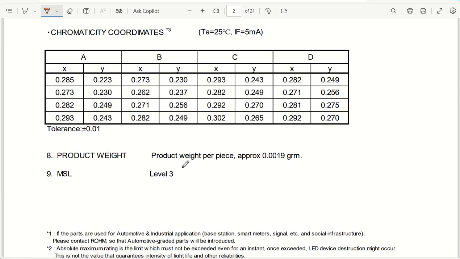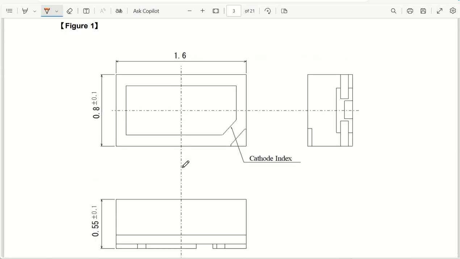Let's go to product weight, and all is fine. Yeah, this is very important. We have product dimension. This is generally used by the layout engineers, and you will also be required to understand it before selecting the component. So the overall size is 1.6 mm cross 0.8 mm with 0.1 mm tolerance.